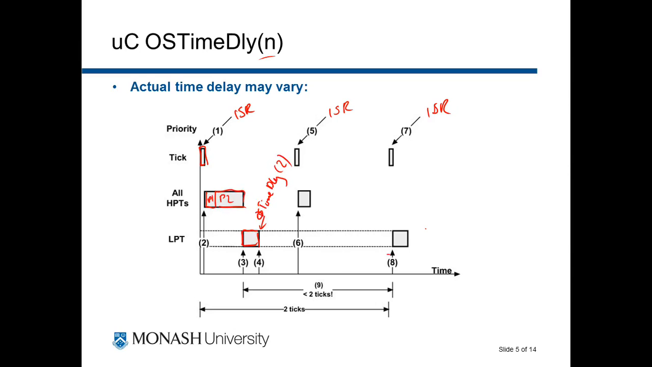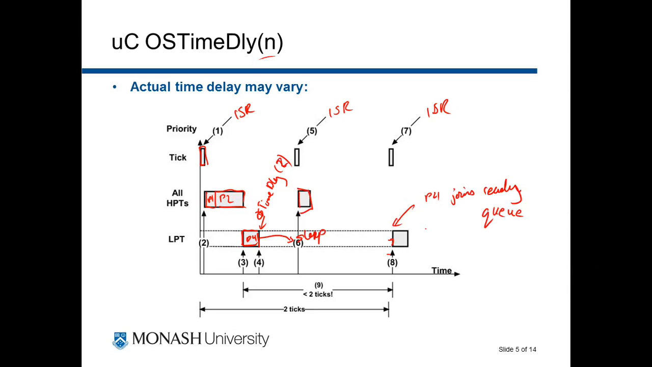So when does it wake? It wants to wake 2 clock ticks later. What happens is, okay, carry on. Next interrupt service routine, we run high priority tasks. Because we're delaying this, this process is sleeping for 2 ticks, so it is asleep at this point. Then at this point in time, let's call this process 4, it joins the ready queue.